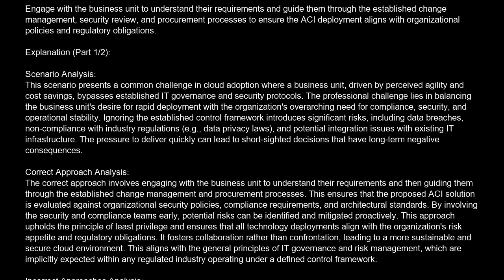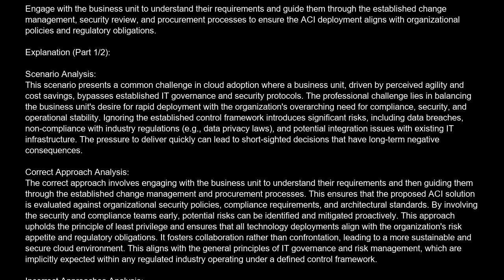The professional challenge lies in balancing the business unit's desire for rapid deployment with the organization's overarching need for compliance, security, and operational stability. Ignoring the established control framework introduces significant risks, including data breaches, non-compliance with industry regulations, e.g., data privacy laws, and potential integration issues with existing IT infrastructure. The pressure to deliver quickly can lead to short-sighted decisions that have long-term negative consequences.